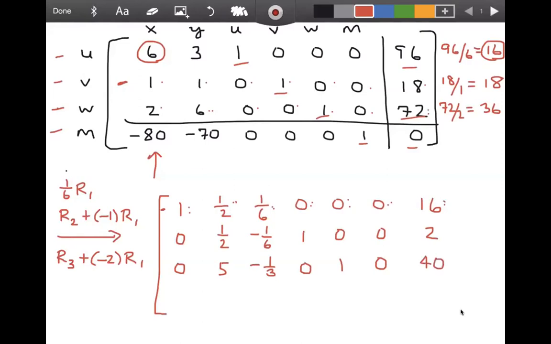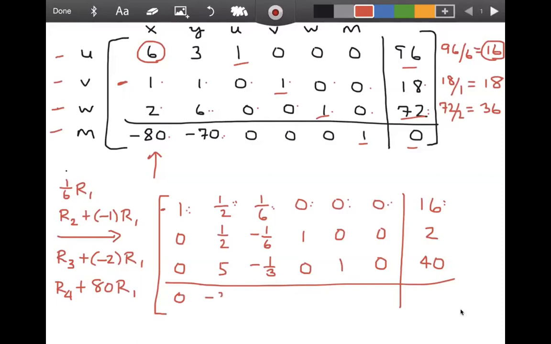All right, and that brings us to row 4. So for row 4, we need to do row 4 plus 80 times row 1. All right, so here we go. Negative 80 plus 80 times 1 is 0. That was the whole point. Negative 70 plus 80 times 1/2 is negative 70 plus 40, which is negative 30.